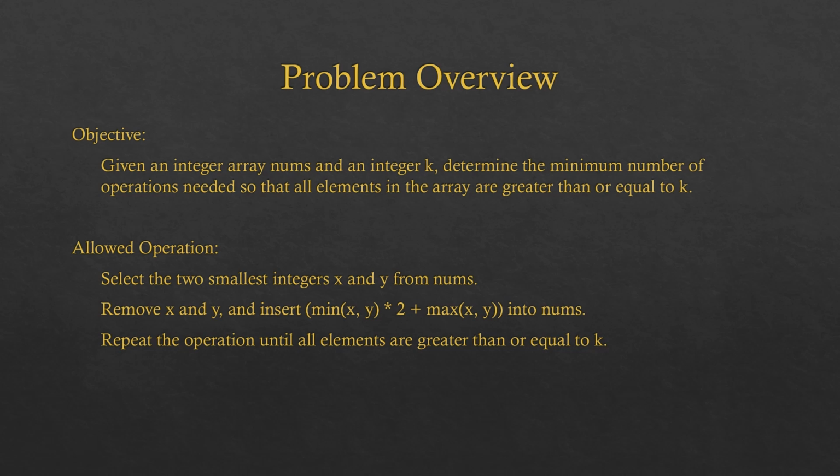Our objective is to find the minimum number of operations required to make all elements in an array greater than or equal to a given integer k. The allowed operation is as follows. We select the two smallest integers from the array, remove them, and insert a new number calculated as min(x, y) times 2 plus max(x, y) back into the array. We repeat this operation until all elements are greater than or equal to k.